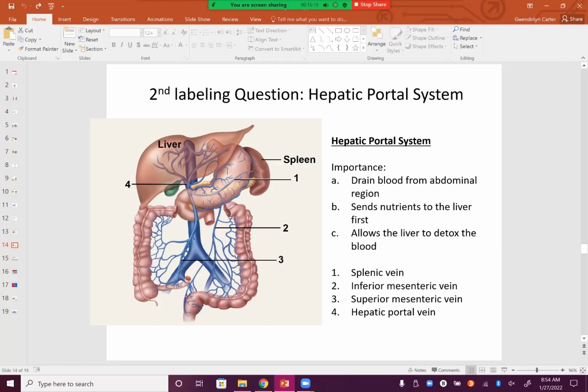So the first one is the splenic vein. So liver and spleen, the labeling that's on this picture will also be on the labeling for the test. So on that same picture, this splenic one is going towards the spleen. That one's easier.